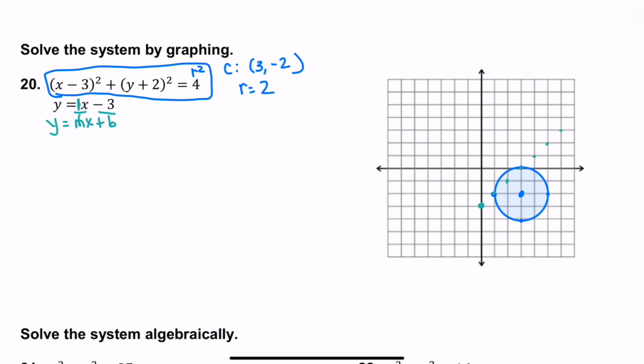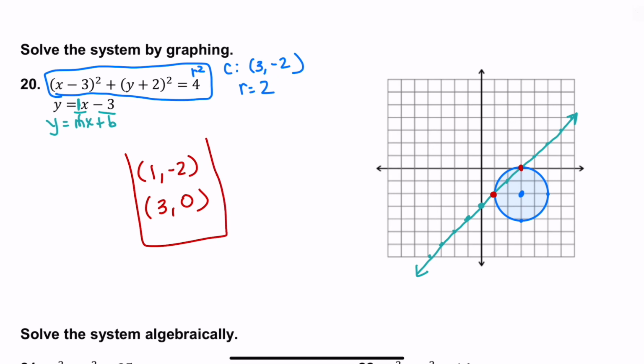and complete that line. Now when you have a system of equations, you're looking for where these 2 graphs intersect. Now I see 2 points where these are intersecting. One of them is at the point 1, negative 2, and that would be this point here. The other one is, we go over 3 and then we're going up and down 0. So the other point is 3, 0. So these would be the 2 points.